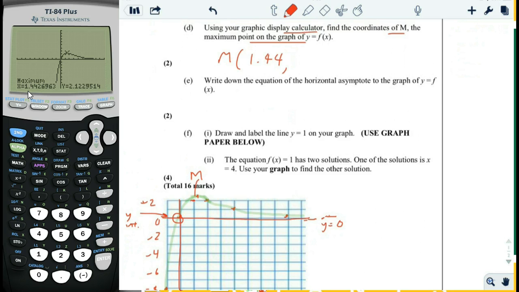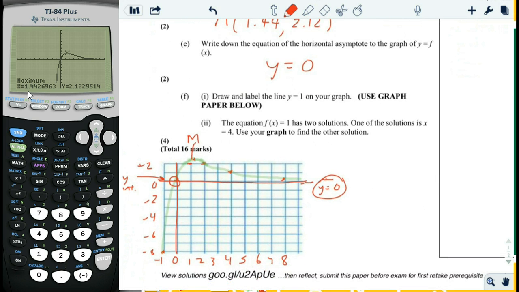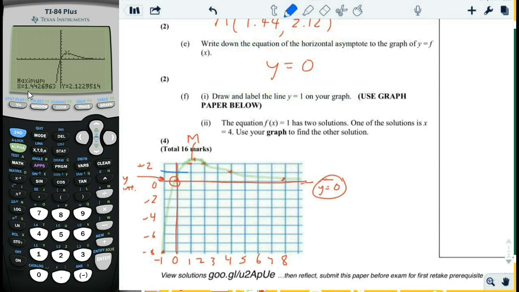And the y value is 2.12. Okay. Write down the equation of the horizontal asymptote. Hey, we just did that. Y equals 0. Draw and label the line y equals 1 on your graph. Okay, so let's do that. We'll do that in a different color, blue. Y equals 1 is right there.